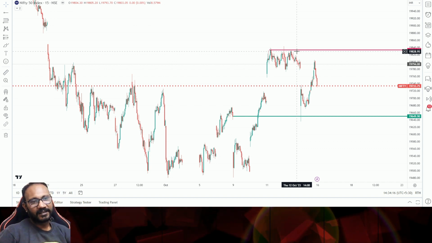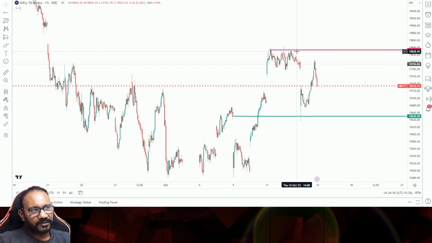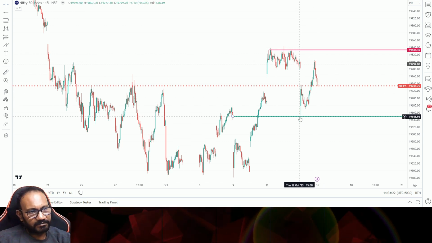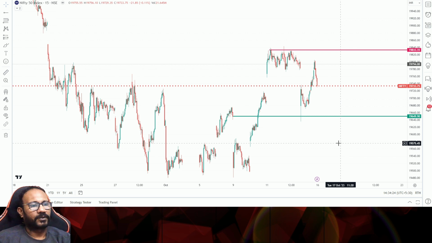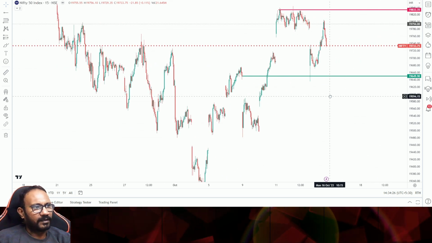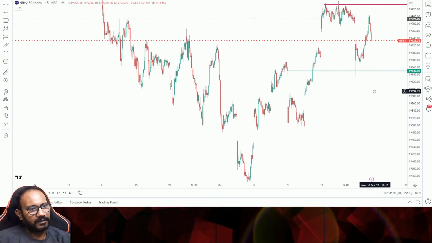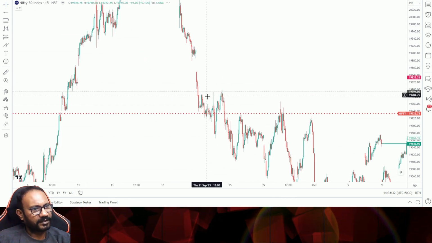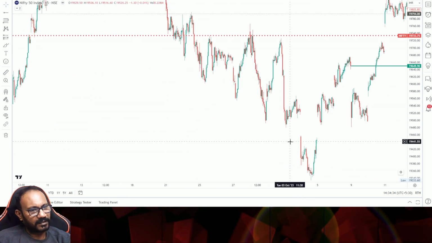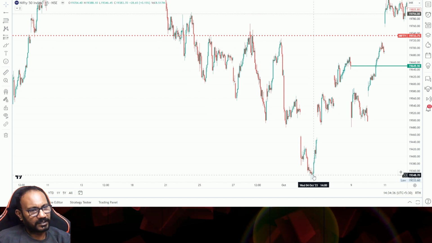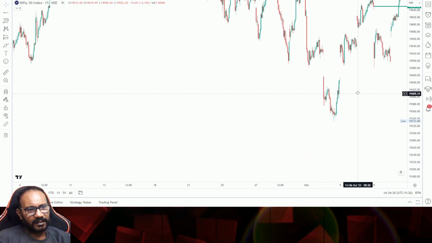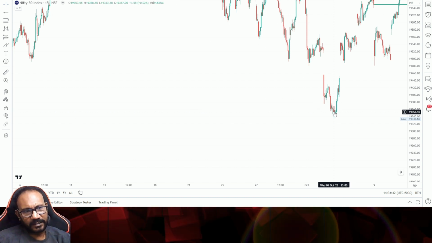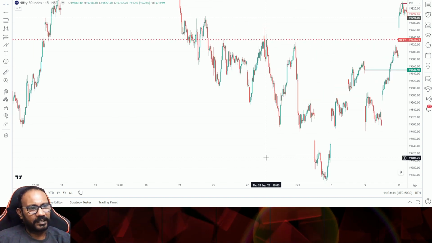All right, then what happened? Let's try to find out. The market came down, took a support. The market has come all the way from here, and almost at this level, it took the reversal. But I want to understand if there is any reason why it got a reversal at this point and not anywhere else.